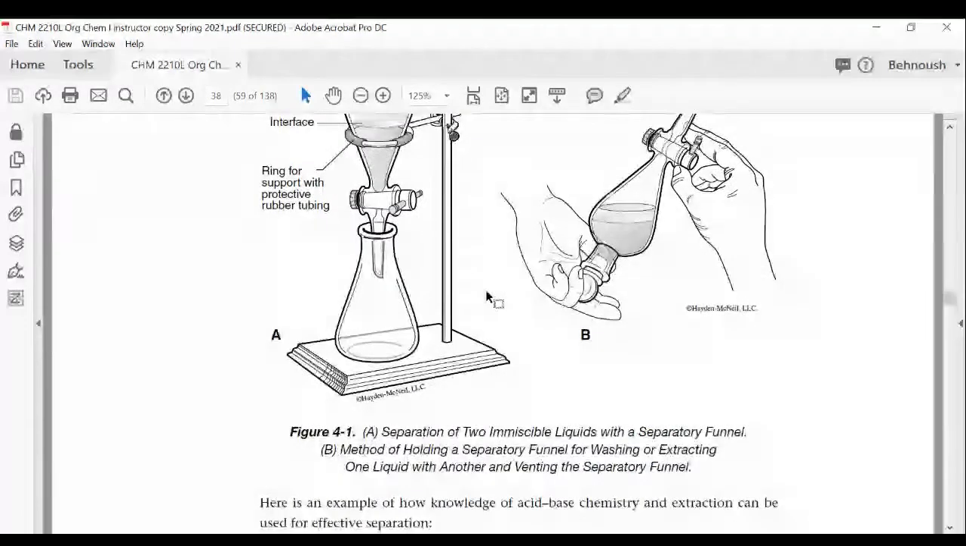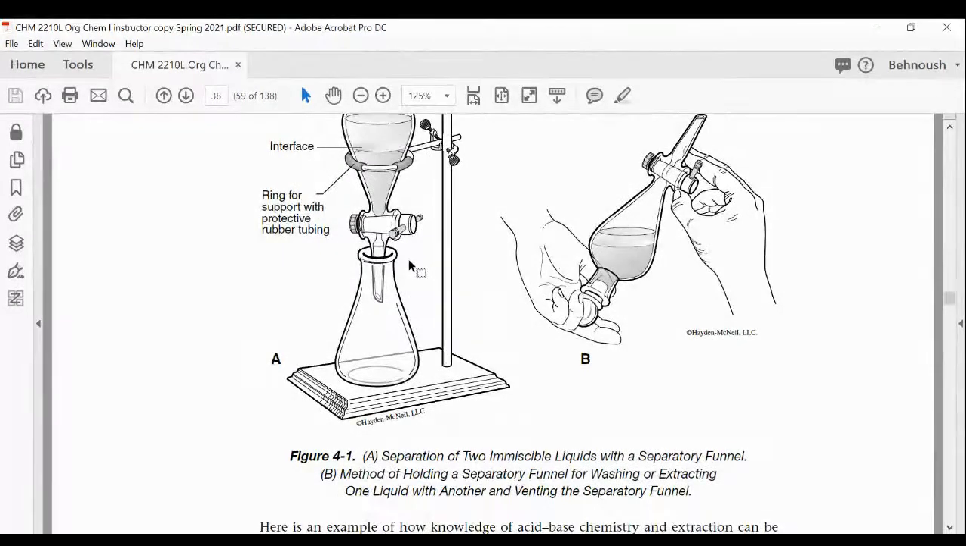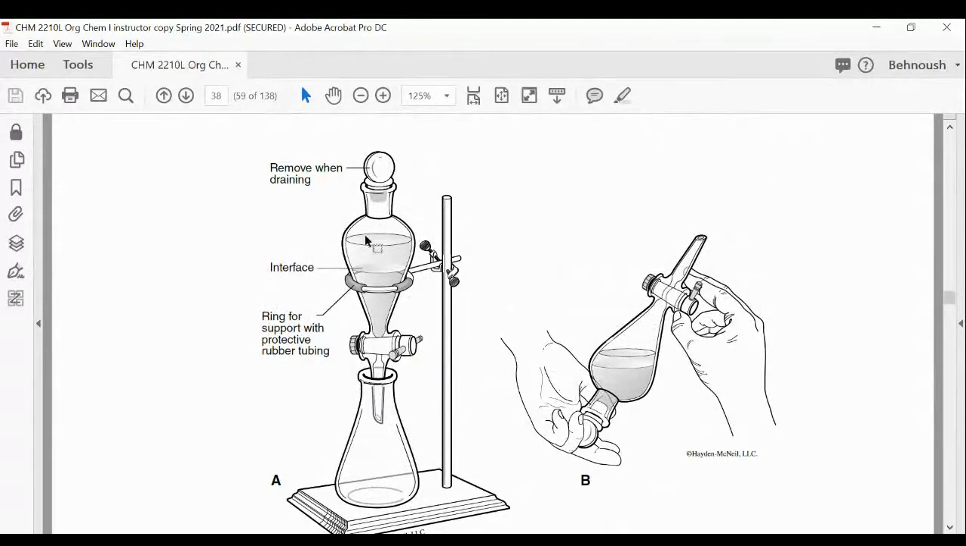The diagram, or figure 4-1, shows the separator funnel setup and uses, like how to use it, how to vent or release the pressure, basically. When you look at this diagram, it shows that you have two layers. Okay, you have two layers.